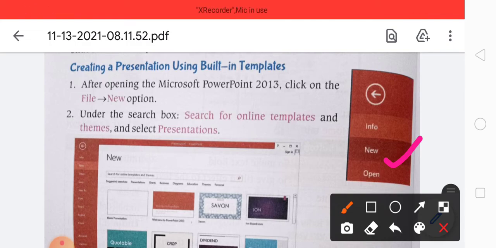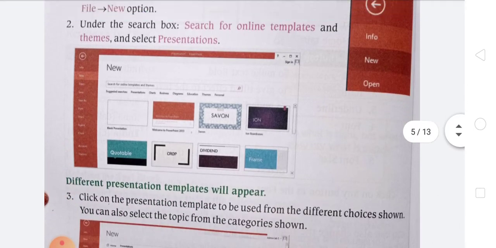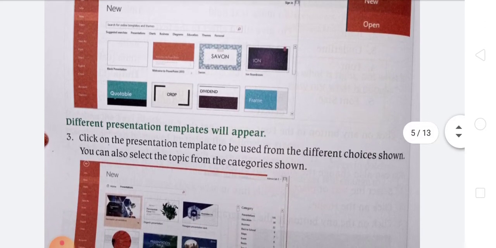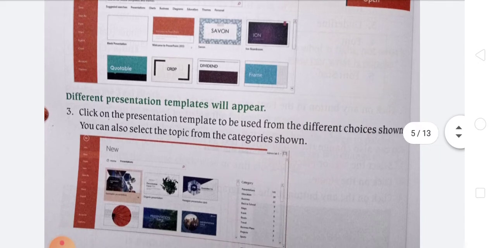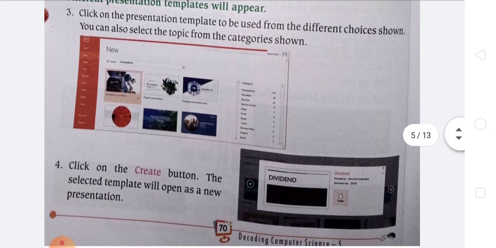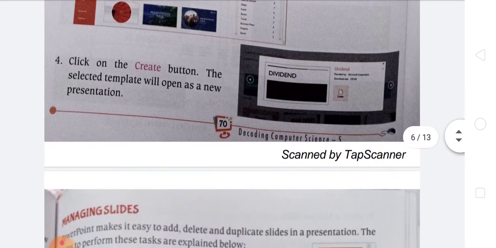Okay, just like this the menu appears on your screen. Then different presentation templates appear on your screen. Click on the presentation template to be used from the different choices. You can also select the topic from the category shown. Then click on the Create button. The selected template will open as a new presentation.